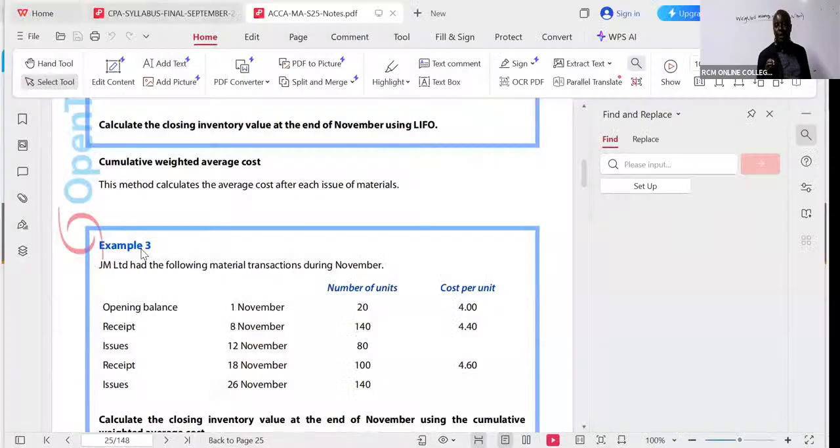This method calculates the average cost after each issue of materials.